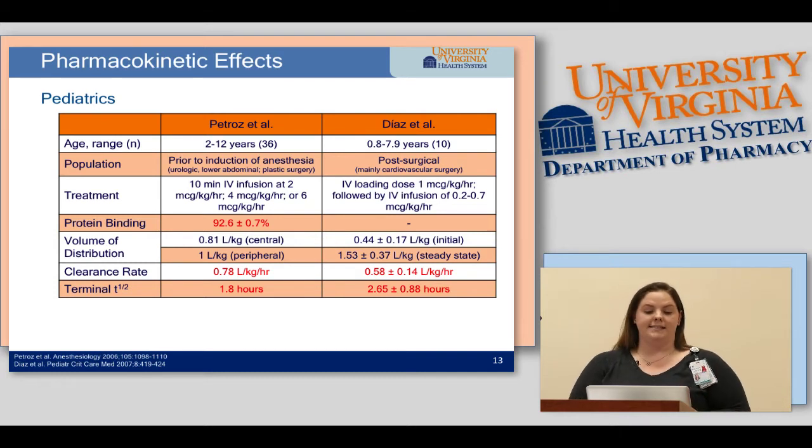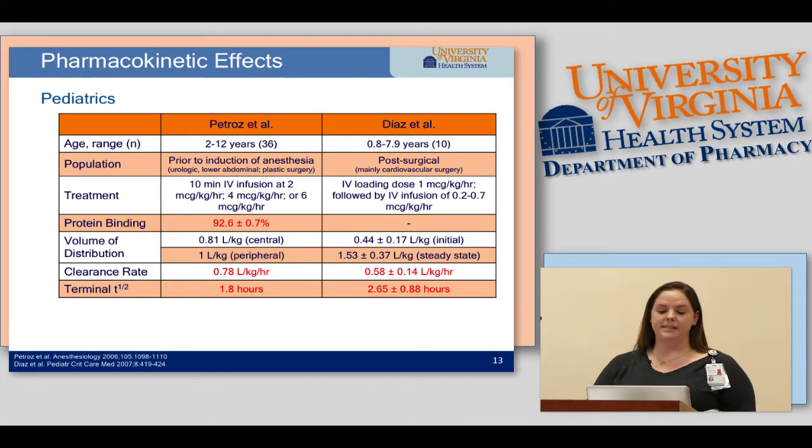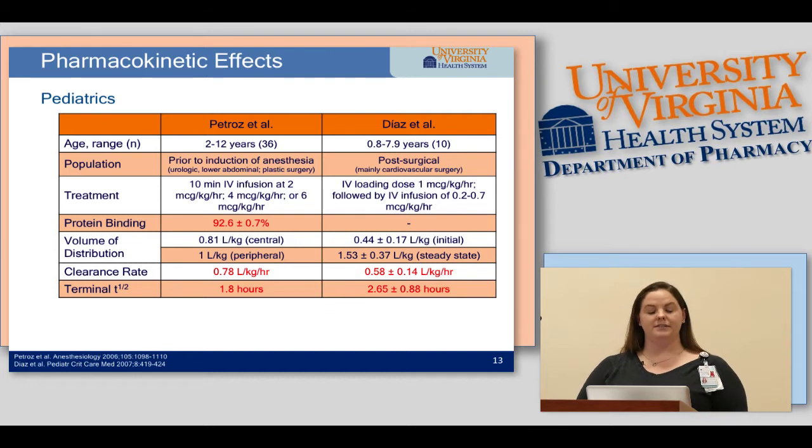The next study by Diaz et al. looked at a slightly different patient population in that it was younger, and it included 10 patients who completed the study with a median age of 2.6 years, with a range I have listed up there for you. It was a post-surgical population, mainly cardiovascular surgery. These patients received an IV loading dose of 1 mic per kilo per hour, followed by an IV infusion of 0.2 to 0.7 mics per kilo per hour. In this population, the clearance rate was similar to what was found in the other study, and the terminal half-life was 2.6.